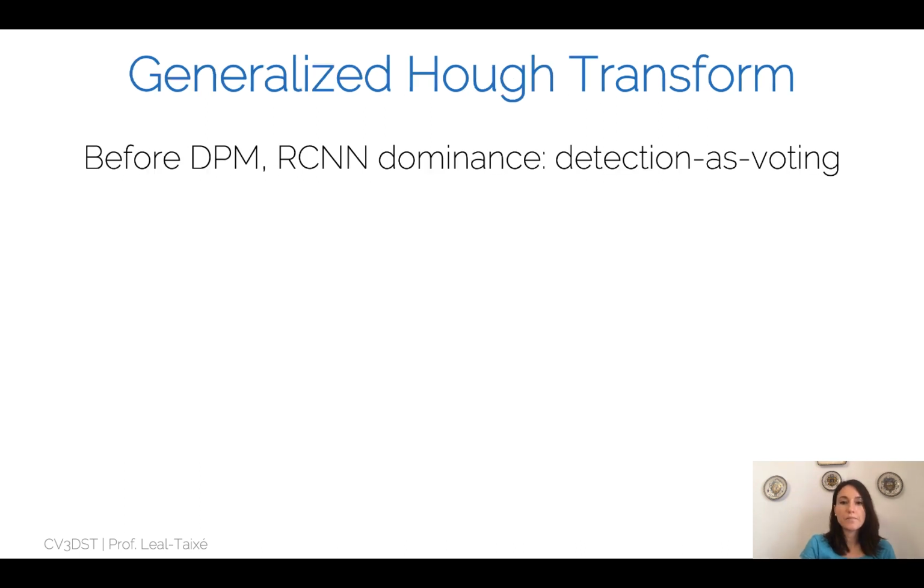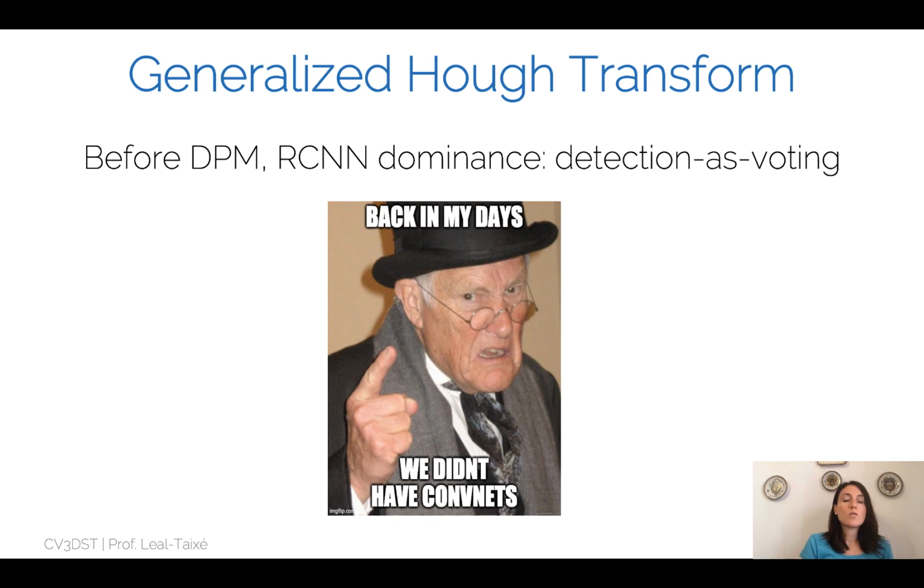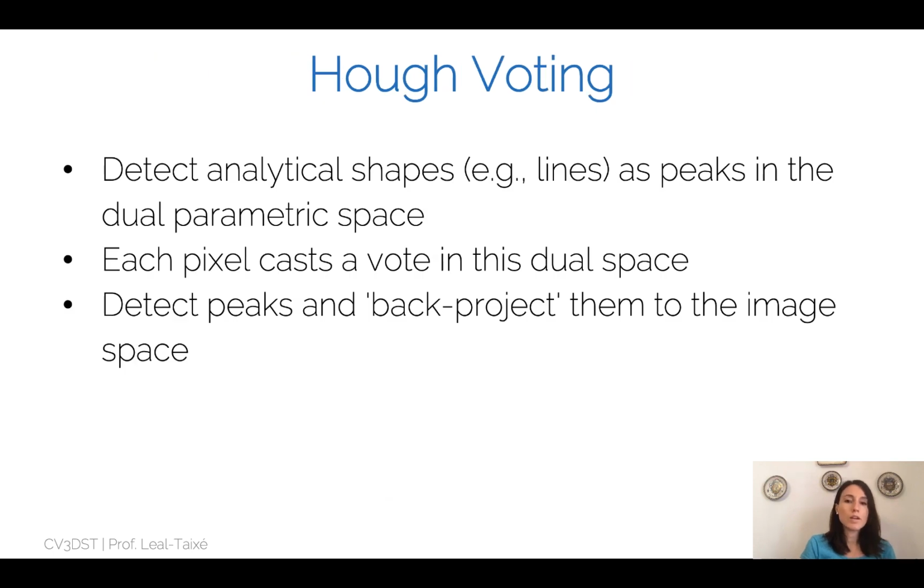Nonetheless, before DPM, before RCNN, we used to do detection as voting. Or let's say one of the paradigms that existed for detection was the one for voting. And this was way before we had actually convolutional neural networks. So what do I mean by Hough voting? In this case, we can see the very simple example in which we want to detect analytical shapes, for example, lines, as peaks in a dual parametric space.